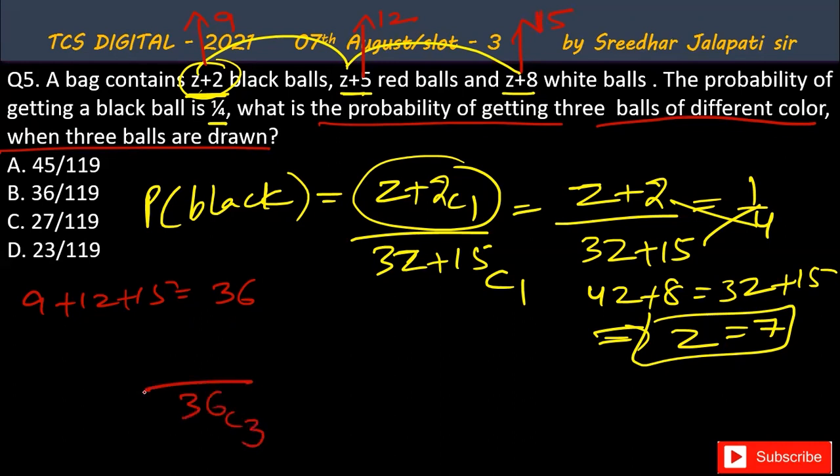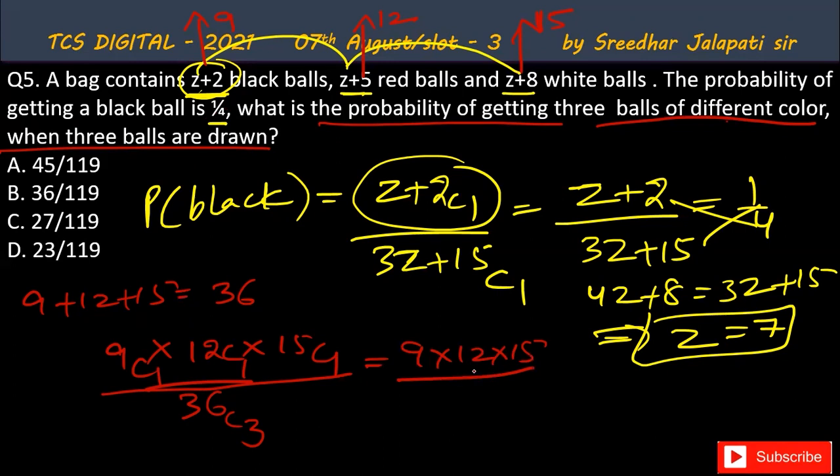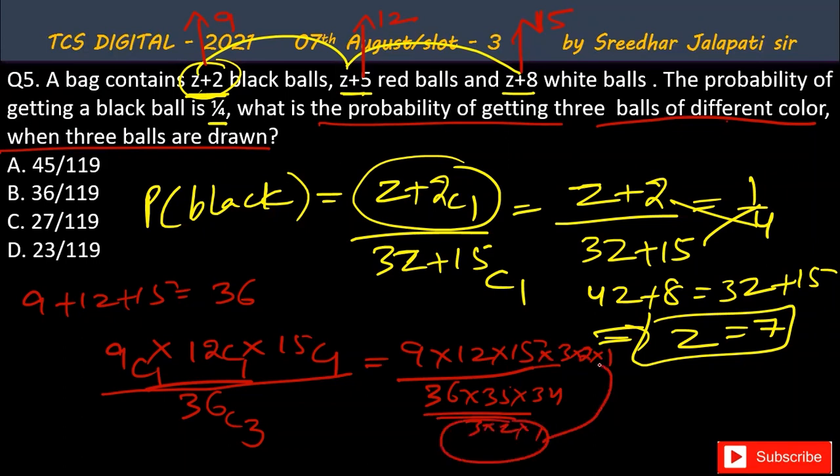That is total outcomes. If you want all 3 balls to be of different color, first one black. There are 9, so 9 C1. Next one red 12C1, next one white 15C1, I have to multiply. So if I simplify, 9 into 12 into 15 by 36C3, which is 36 into 35 into 34 by 3 into 2 into 1. I'm bringing 3 into 2 into 1 to the numerator.